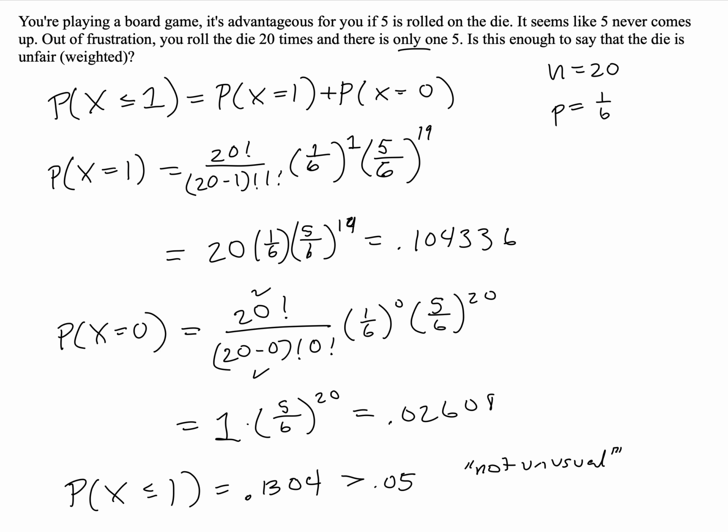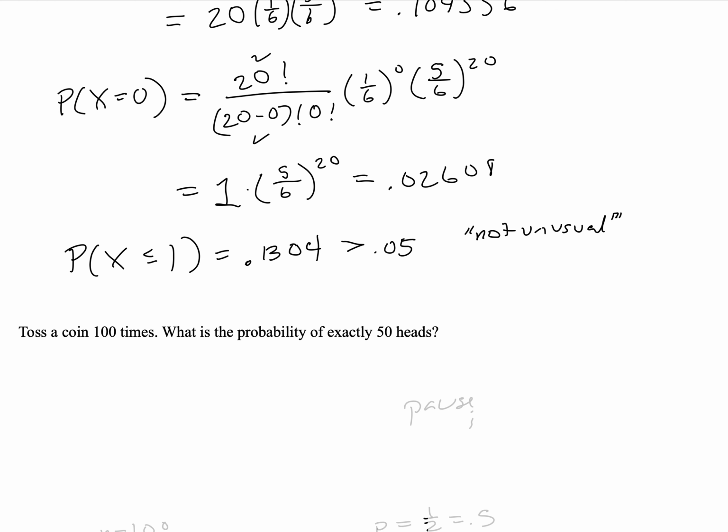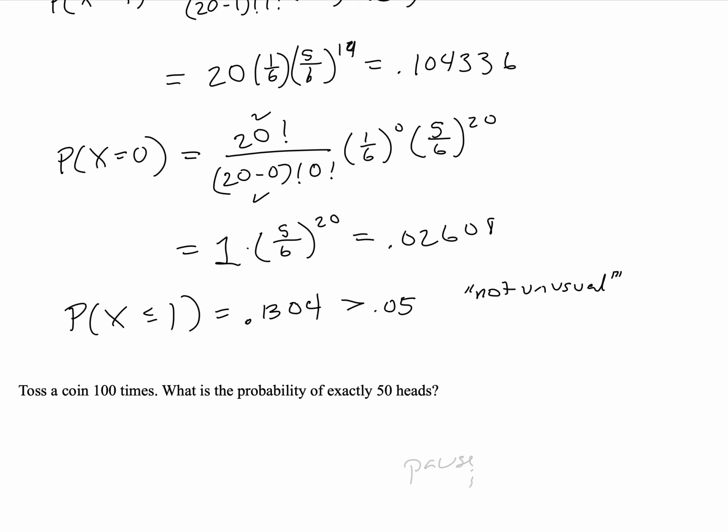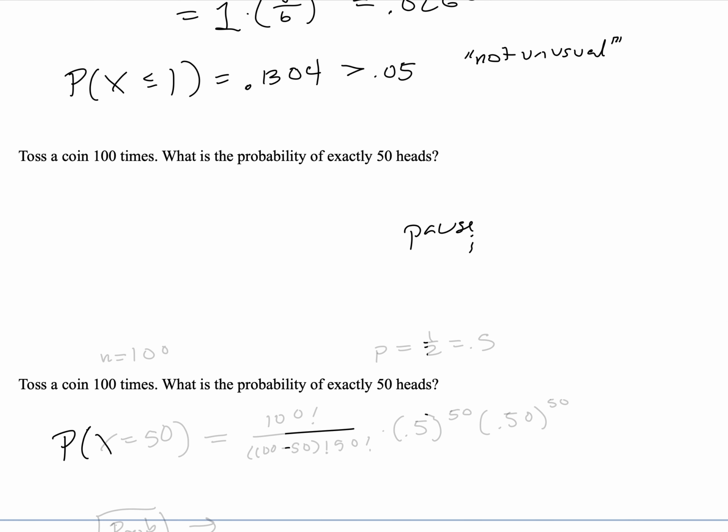All right, so the last problem we'll think about is tossing a coin 100 times. What is the probability of exactly 50 heads? So you could write out the formula for that. The probability that x equals 50, we've got n equals 100. The probability of success, the probability of a head, is 1/2 or 0.5. So the probability of exactly 50 heads is 100 factorial divided by 100 minus 50 factorial times 50 factorial, multiplied by 0.5 to the 50th power times 0.5 to the 100 minus 50, also the 50th power.